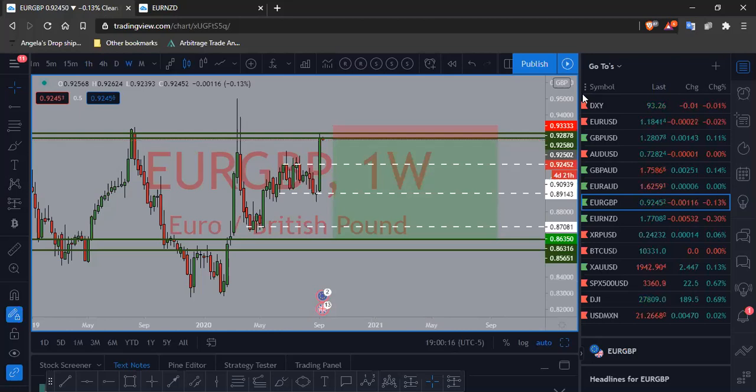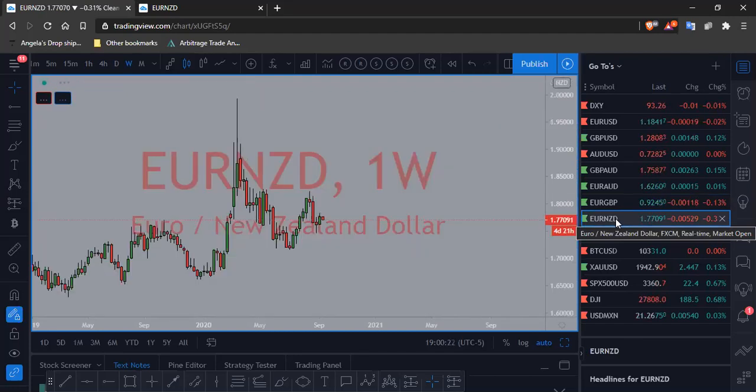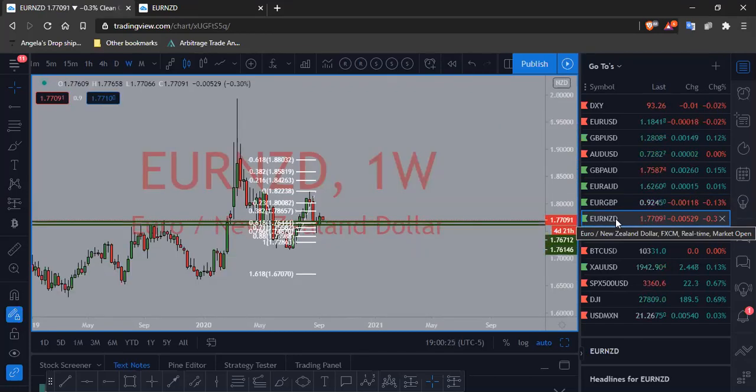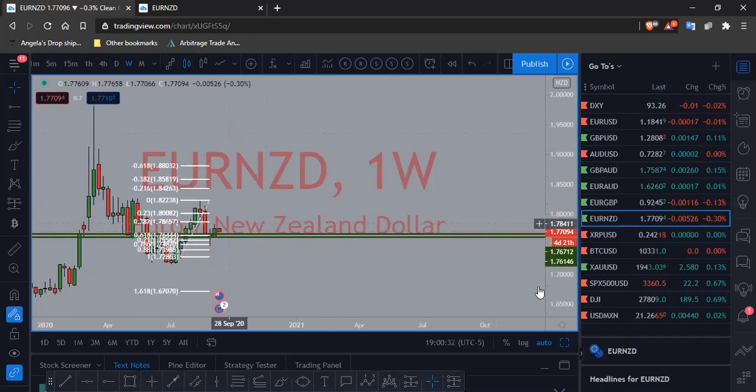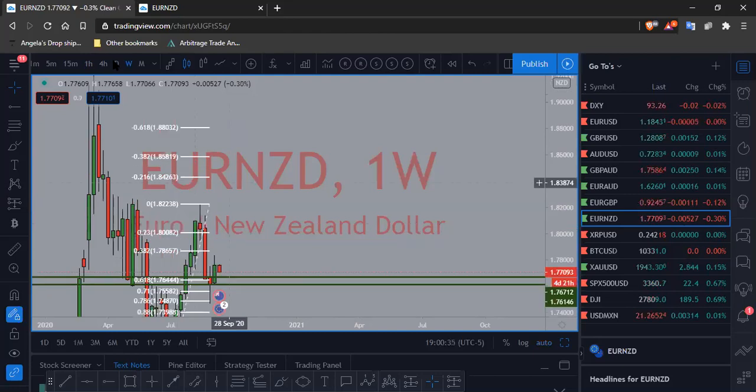Let's go to EURNZD. Okay, so EURNZD, and this is the type of stuff I like seeing, this type of confluence. So I think I'm gonna go based off of what I have here, actually.